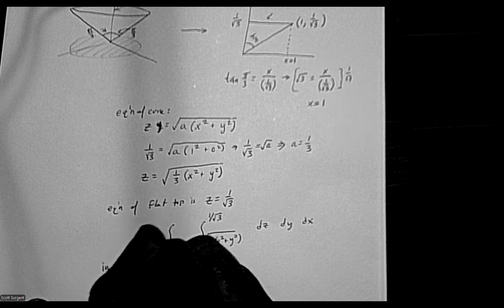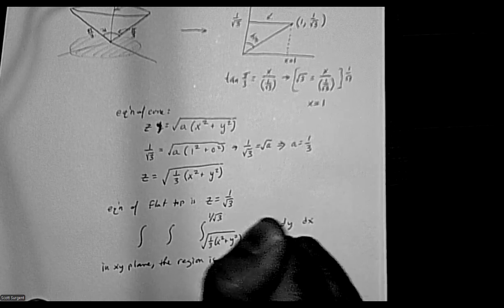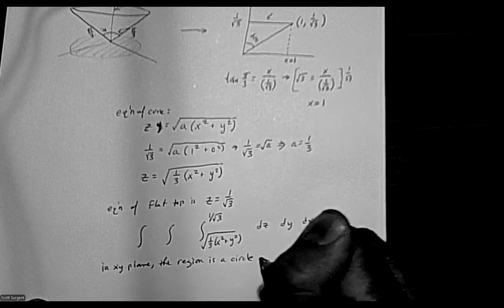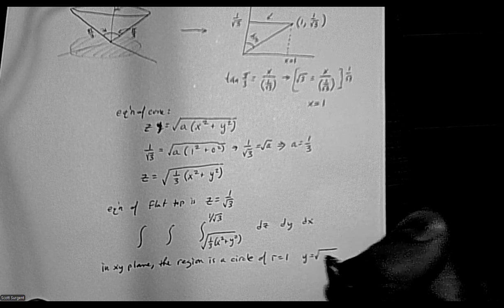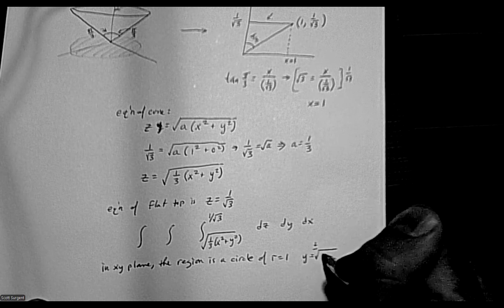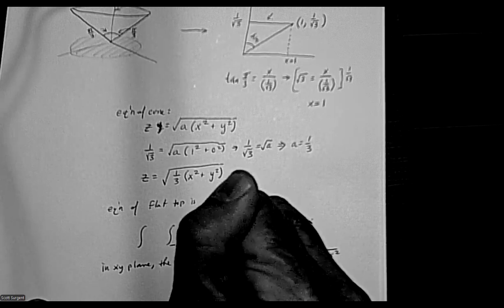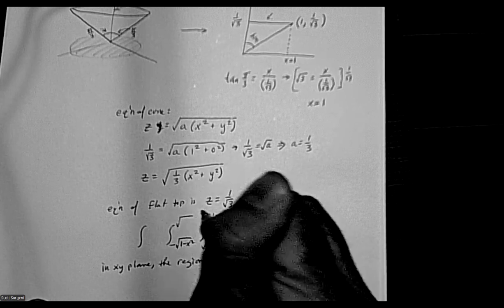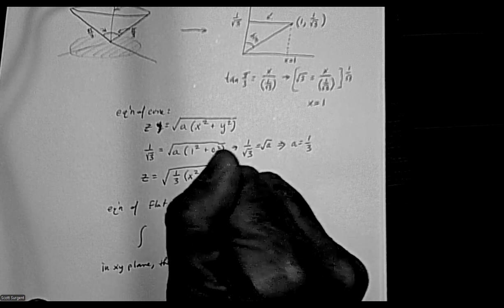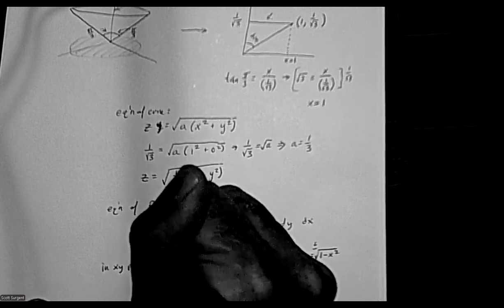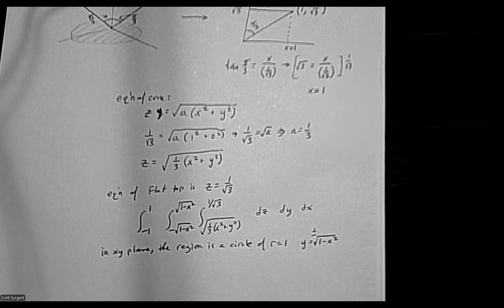In the XY plane, the region is a circle of radius 1. And so the formula for that would be y equals, well, actually it should be plus and minus the square root of 1 minus x squared. So the bottom bound would be negative radical 1 minus x squared. And the top will be radical 1 minus x squared, so plus. Then the x bounds will just be negative 1 to 1. Okay, that's the Cartesian setup.